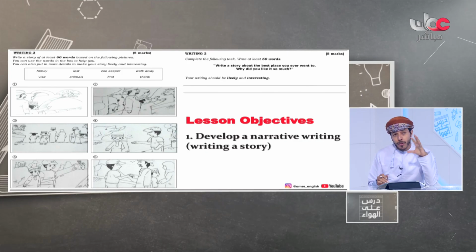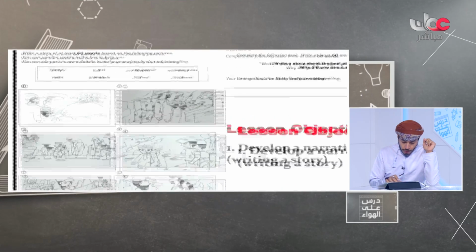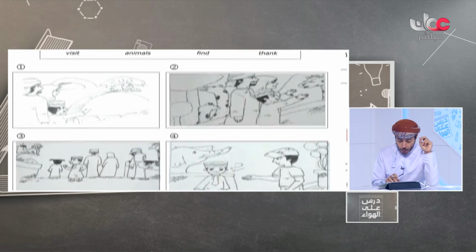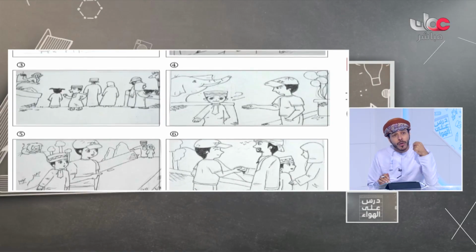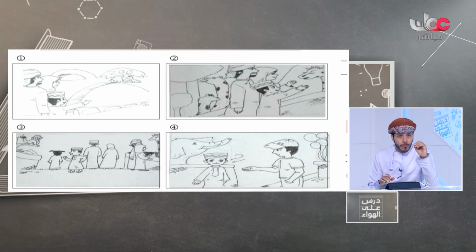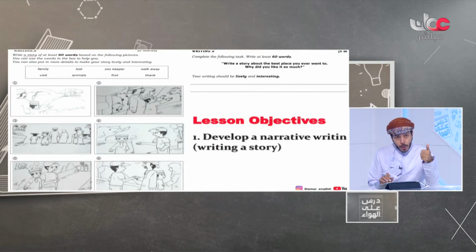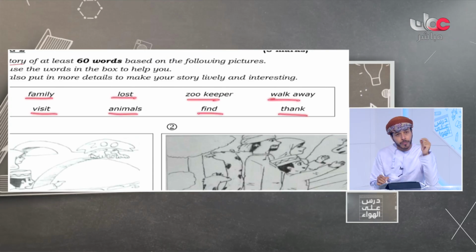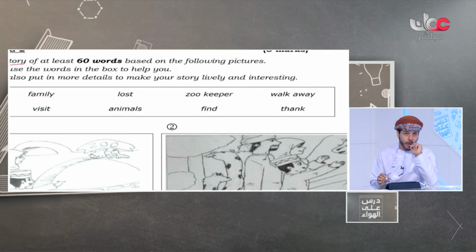The first type, especially for grade 7, 8 and 9, comes like this one with instructions, and you are going to write a story of at least 60 words based on the following pictures. So here we have what? We have different pictures, and you need to look at these pictures in order to develop a story, an interesting and lively story. And this is one way of writing stories, by looking at the pictures, using the words that come in the box provided here, and use these words in order to develop your story.